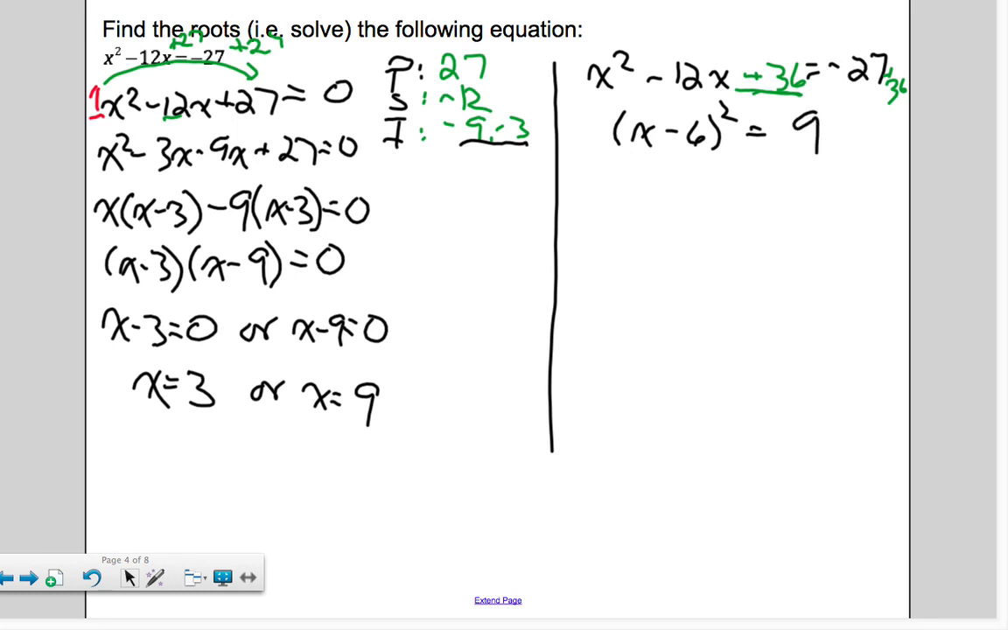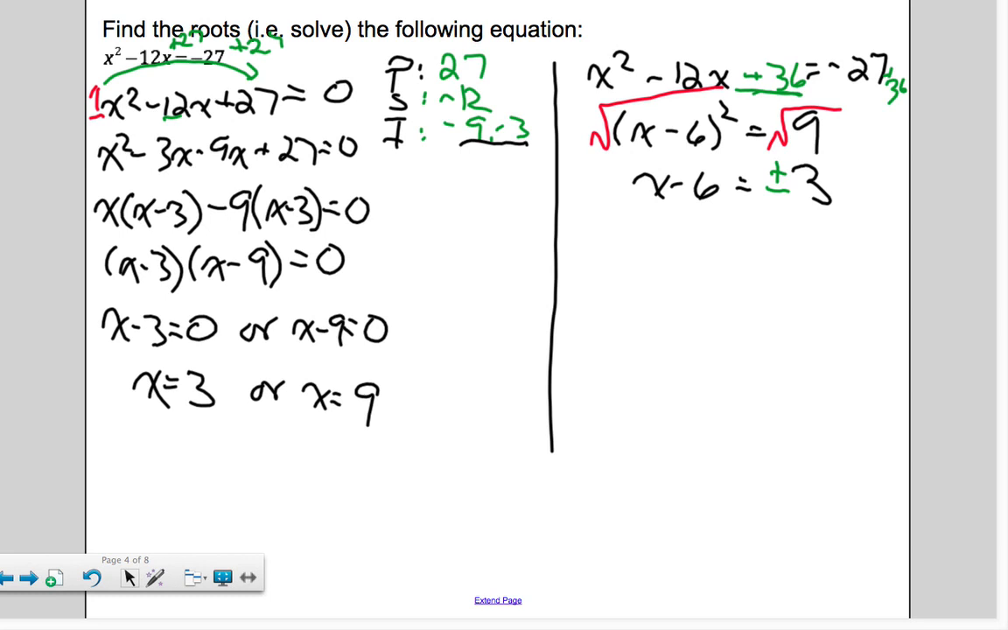Let's take the square root of both sides. So we have x minus 6 is equal to... sorry, not 9. Square root of 9 is what? 3. Just 3? Or negative. Start getting the habit: taking a square root of a number, you get plus or minus that value.